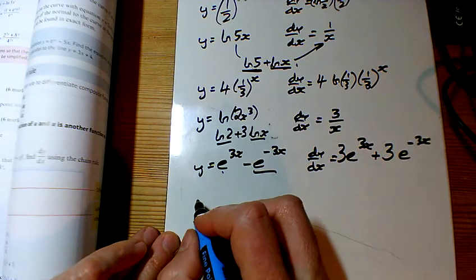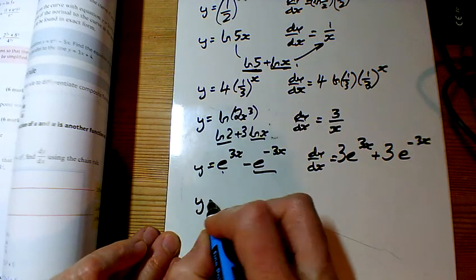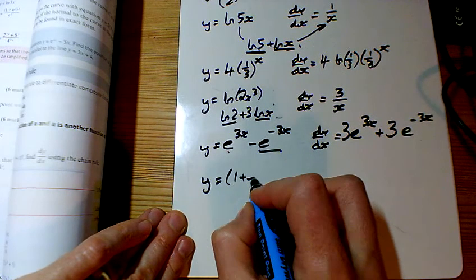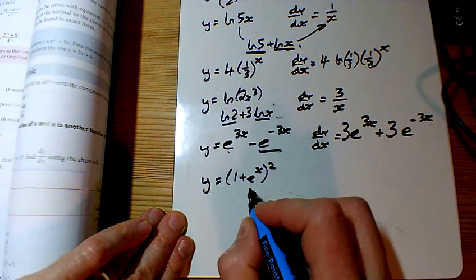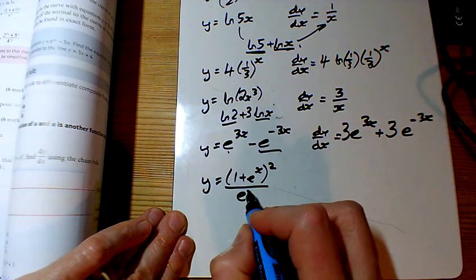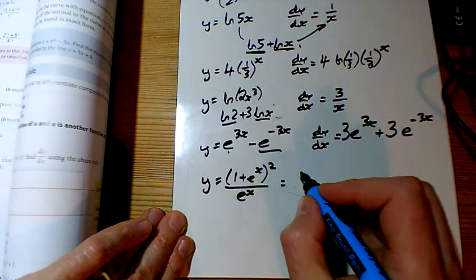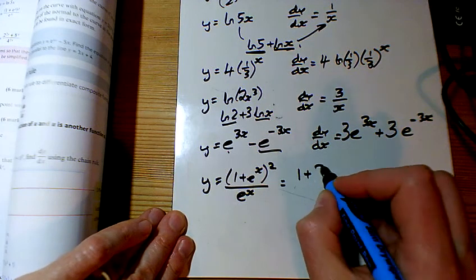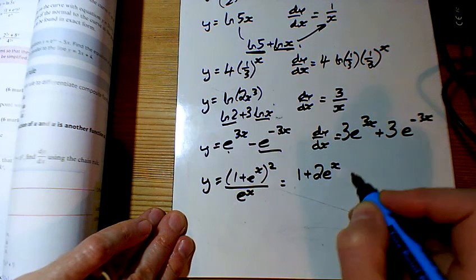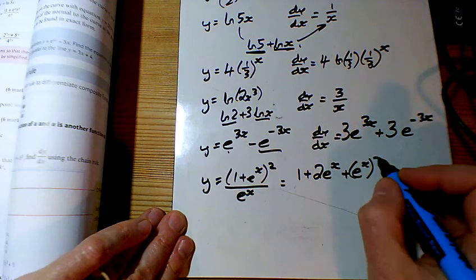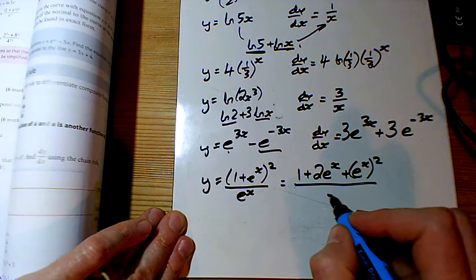And h, the last one, I've got room to do it. Yeah, it's going to be a long one though. So we've got 1 plus e to the x all squared divided by e to the x. We've got to tidy this up first of all. So I need to square this first of all. Squaring that gives 1 plus 2e to the x plus e to the x all squared. Or e to the 2x, of course.